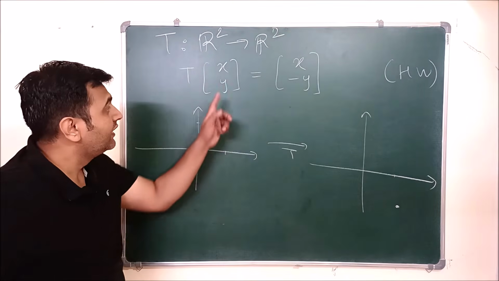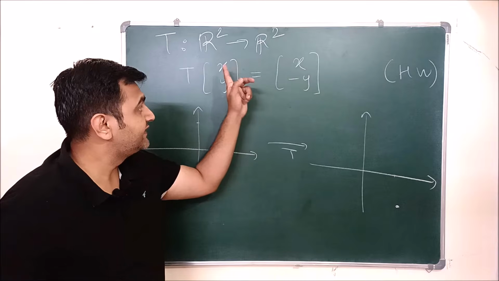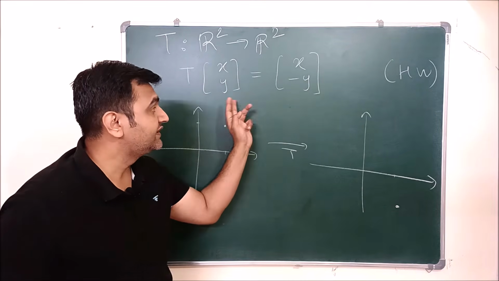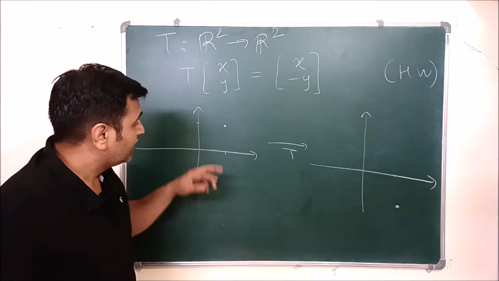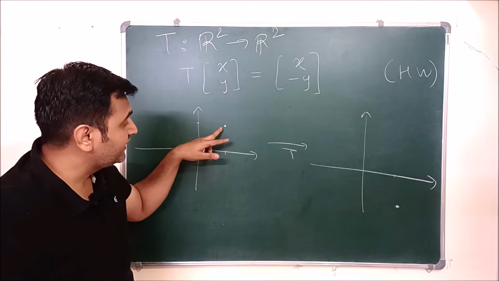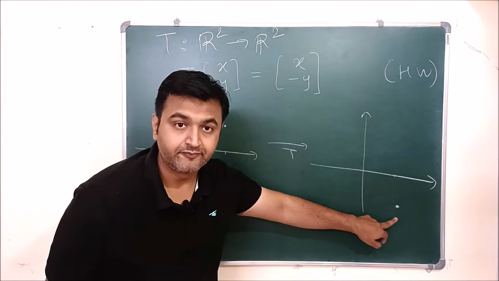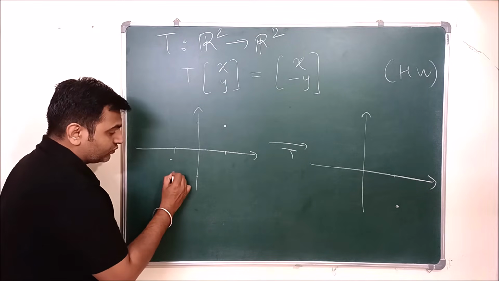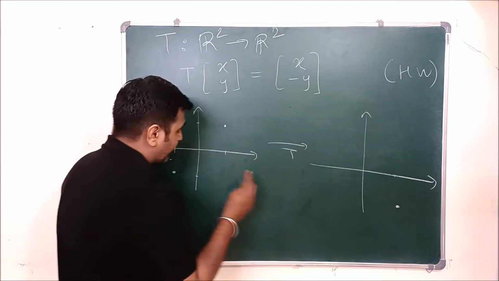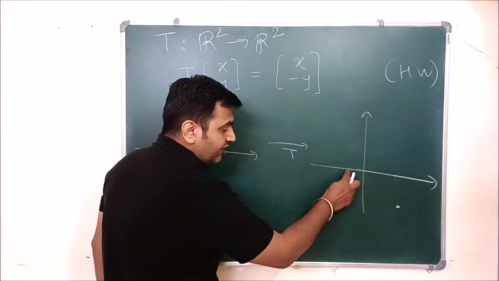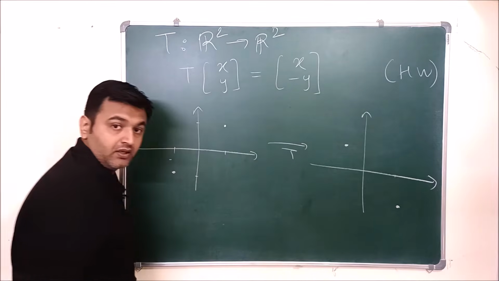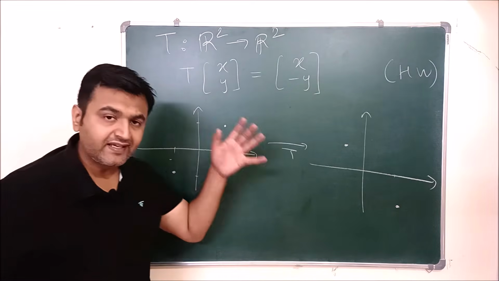Because as you can see, my first component, which is x, remains the same under the map. Whereas what is happening to the second component? There is a change in sign. So if you have 2 comma 3, it will go to 2 comma minus 3. If you take minus 1 comma minus 2, what will its image be? x is fixed, so minus 1 will be there, but minus 2 will become plus 2.